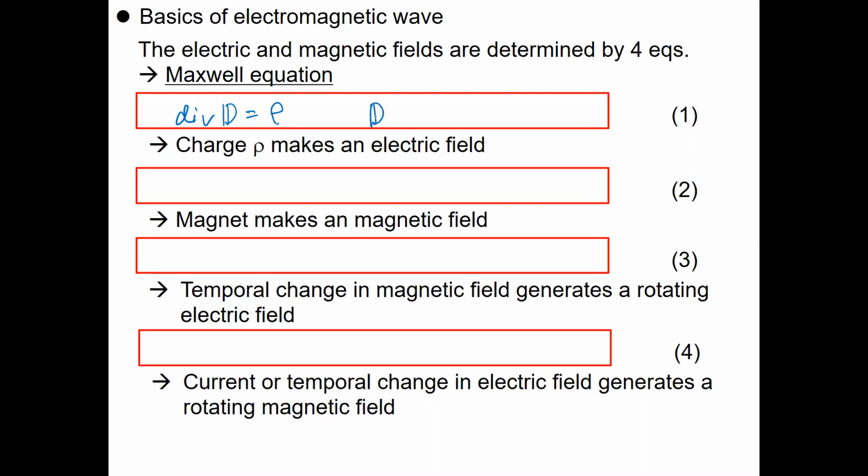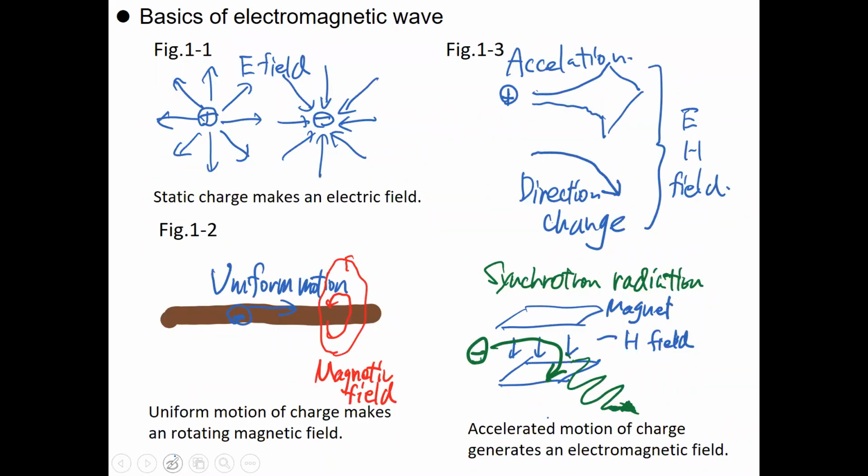I will go into this D again later. D equals epsilon 0 E plus polarization. So it's a kind of electric field response, which is called electric displacement. This equation corresponds to figure 1.1. If you have a charge, it generates electric fields around the charge.